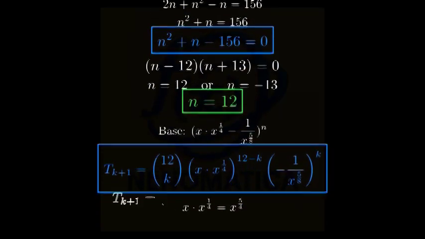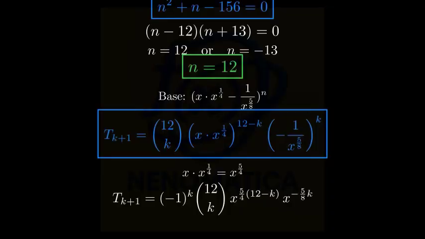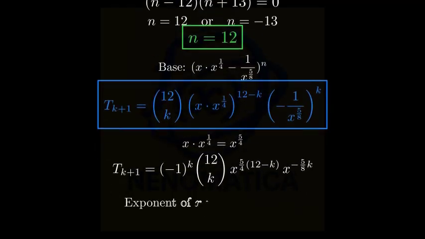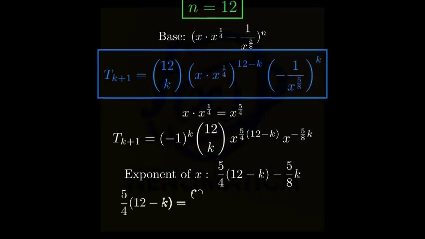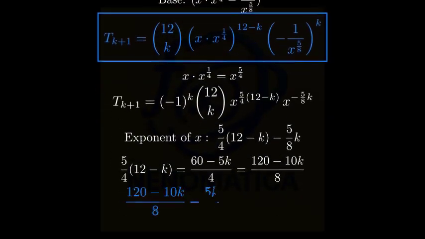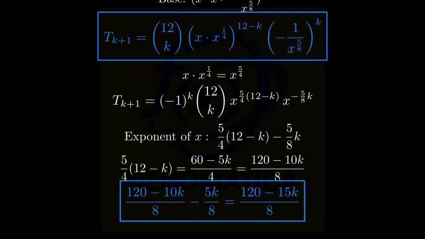X times x to the 1/4 equals x to the 5/4. So t sub k plus 1 equals negative 1 to the k times 12 choose k times (x to the 5/4) to the power 12 minus k times x to the negative 5/8 k. Combine the exponents. The exponent of x is 5/4 times (12 minus k) minus 5/8 k. Using a common denominator 8, that becomes (120 minus 15k) over 8.